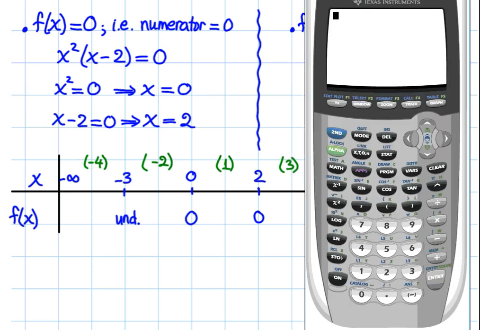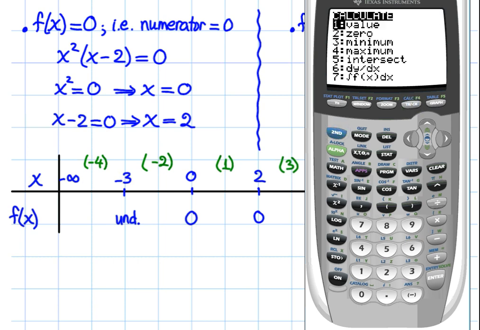I will use the calculator for that. So first, we click y equals and enter the function: x squared times, we don't need to multiply, x squared times x minus 2. That's on the top. And then we divide by x plus 3 at the bottom. Just make sure we enter all the parentheses there. All right, now we just need the values. I will hit second trace, and the first one is the value. So I'll hit enter.